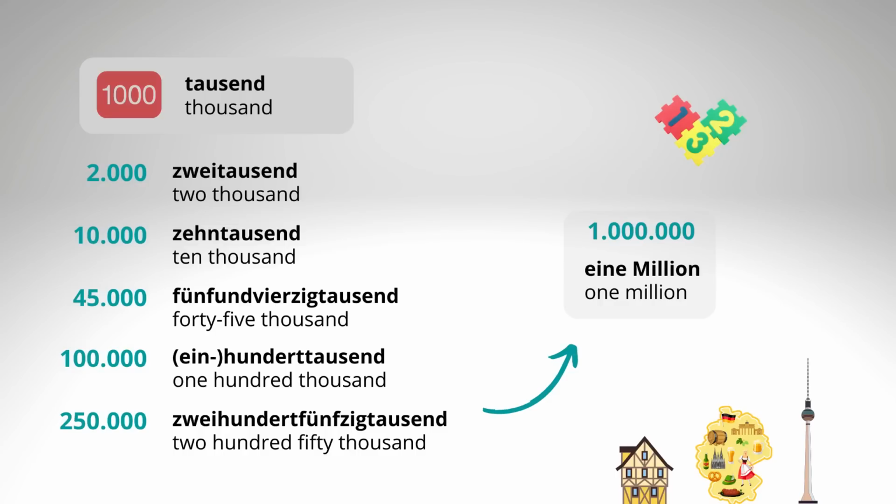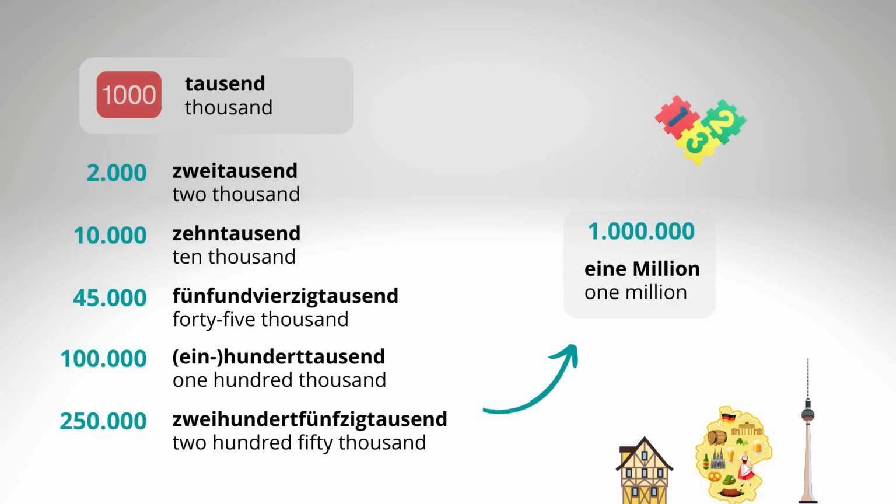Let's start where we left off in our last lesson. As we already learned, the number 1000 in German is called tausend. And in order to get the multiples of 1000 in German, we do the same thing as we did with the multiples of 100. We simply add the German term for the digits before 1000 and then we add tausend, which means 1000. That way we can translate numbers like 2000, zweitausend, 10,000, zehntausend, and even numbers like 45,000, which in German would be fünfundvierzigtausend. Fünfundvierzig means 45 and tausend means 1000.